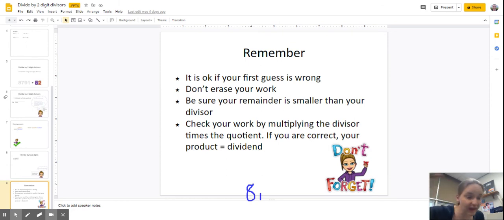Never, ever, ever erase your work. It's a big no-no in this class. Don't erase your work. Be sure your remainder is smaller than your divisor. Your remainder can be big, but it has to be smaller than the divisor. And then always check your work by multiplying the divisor times the quotient and then add the remainder. If you are correct, then your product plus your remainder equals your dividend.